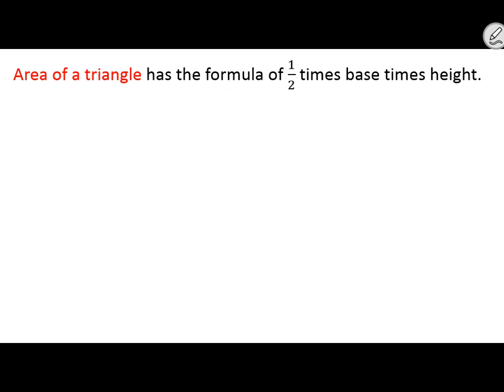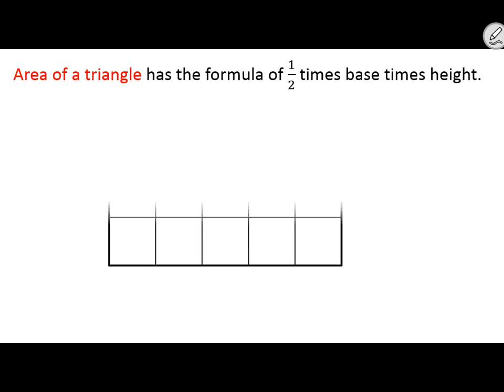Now for a triangle, let's write down the area of a triangle. The area of a triangle has a formula of 1/2 times base times height. Very similar to a rectangle. I know for the rectangle it was just base and height. For a triangle, I have the half of it.